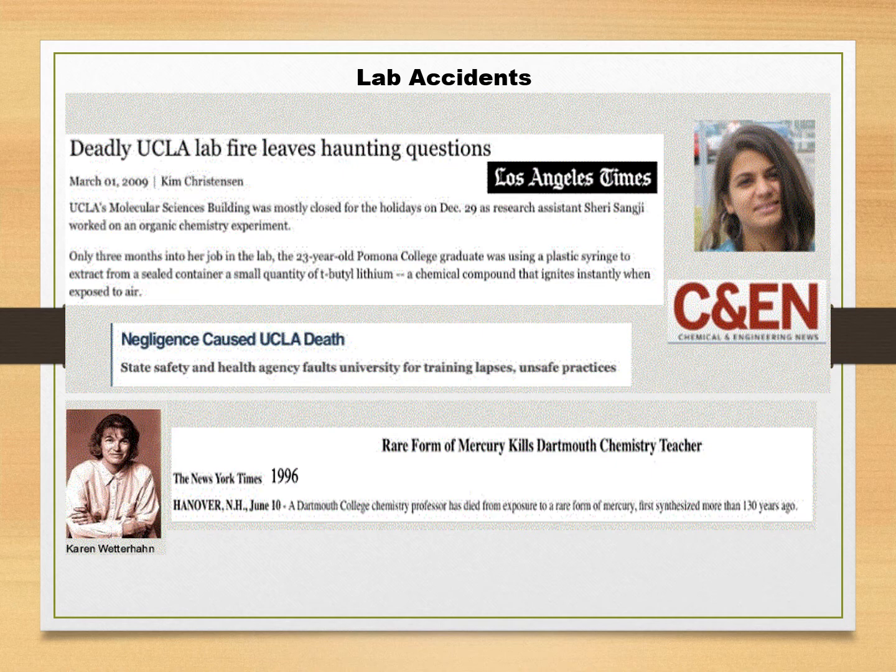Professor Karen was a professor at the Dartmouth College chemistry department. She passed away from exposure to a rare form of mercury. So safety issues are not only because of accidents that happen beyond our scope, but because of a lack of readiness and appropriate knowledge about all the chemicals and instruments we use in the lab.